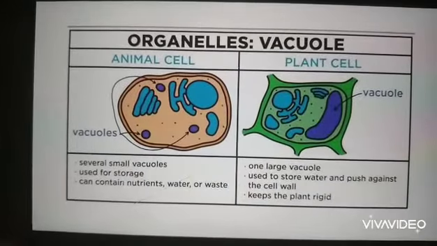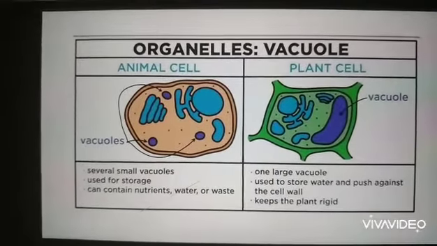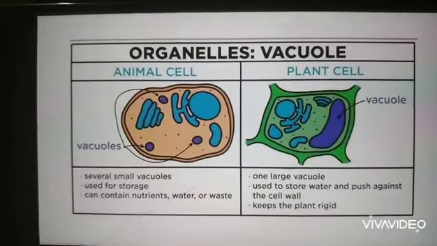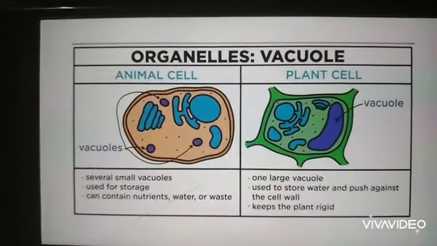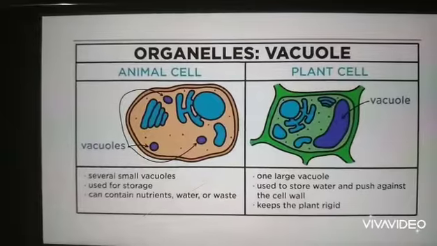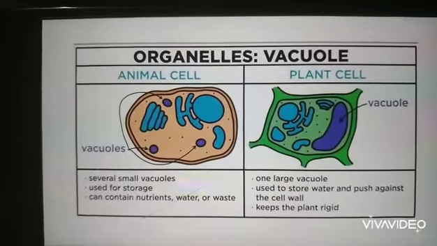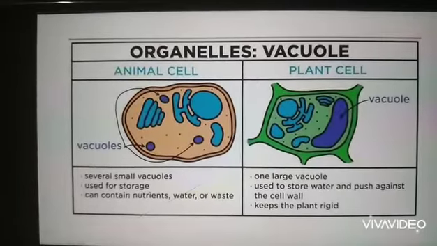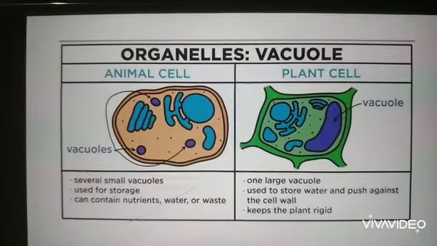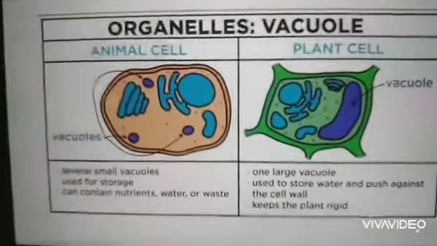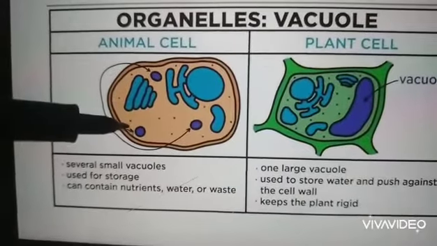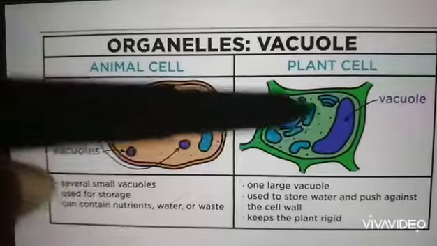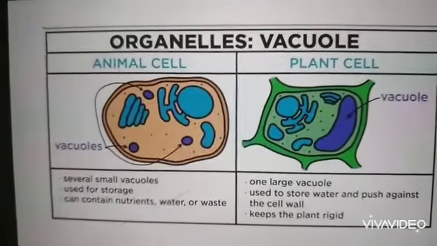The next organelle is vacuole. Vacuole is present in both animal cell and plant cell, but there are some differences in their structure. Vacuoles are storage sacs for solid or liquid contents. Vacuoles are small sized in animal cell. As you can see, the size of vacuole in animal cell is small and the size in plant cell is larger.